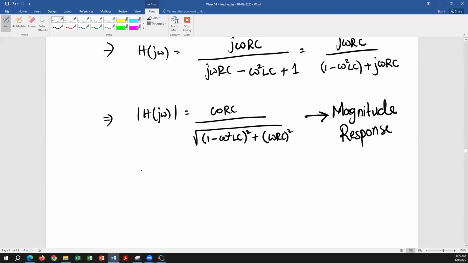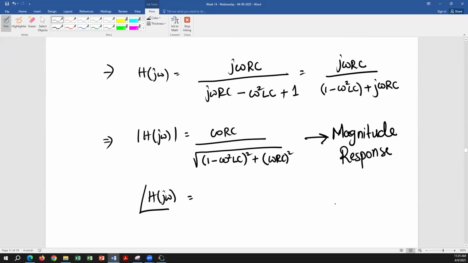All right, phase response. Who's going to tell me what will be the phase response expression? Okay, 90 minus the denominator phase, since 90 is the phase of the numerator. That's the phase response.